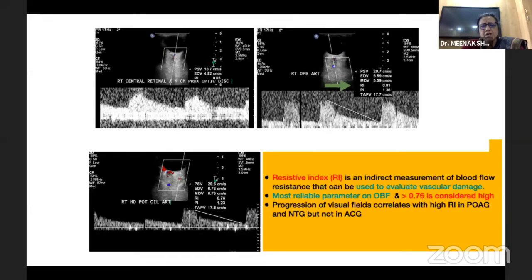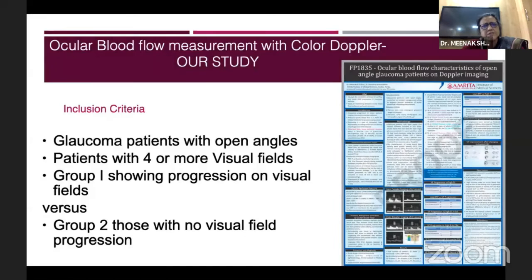It is one of the most reliable parameters on OBF, and greater than 0.76 is considered a high RI. Progression of visual fields correlates with high RI in POAG as well as in NTG, but not in angle closure patients.